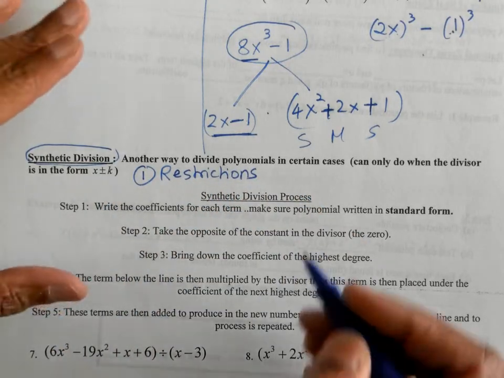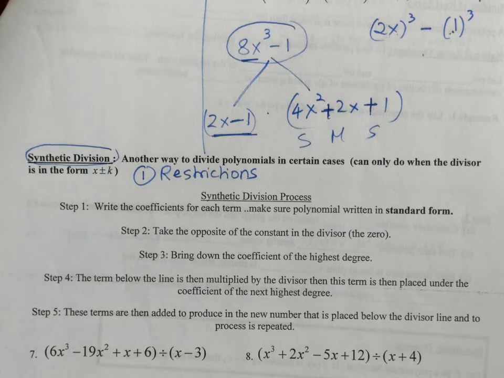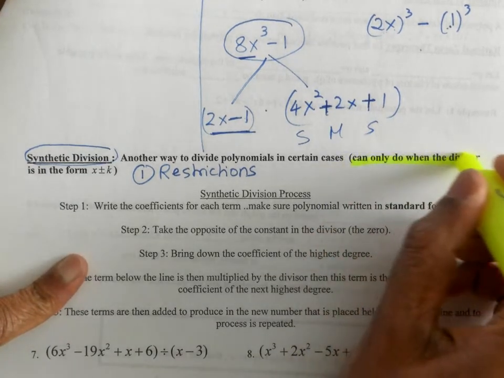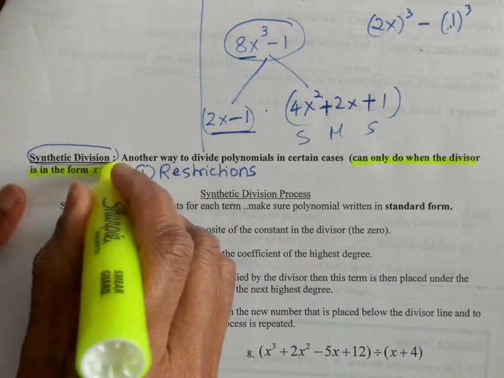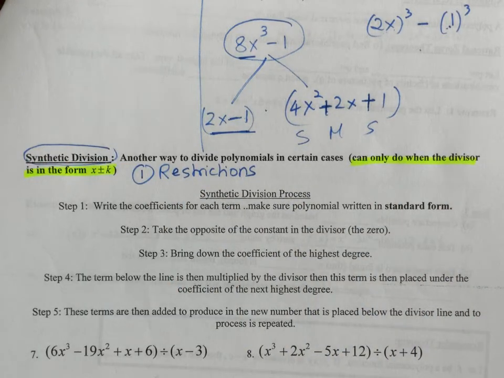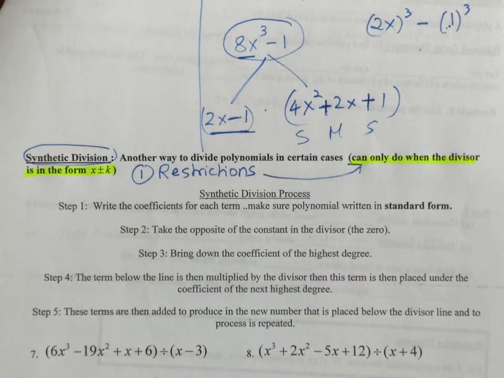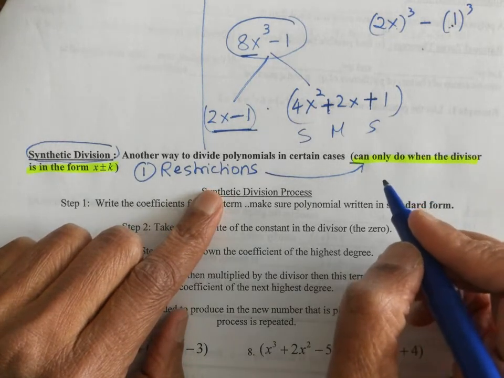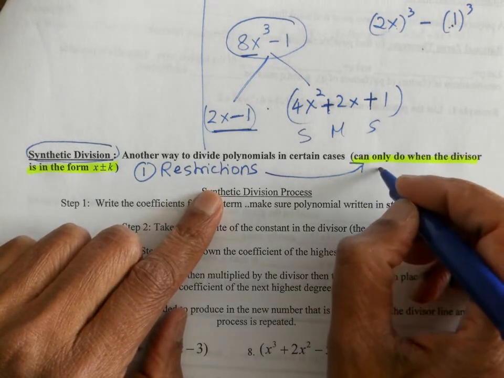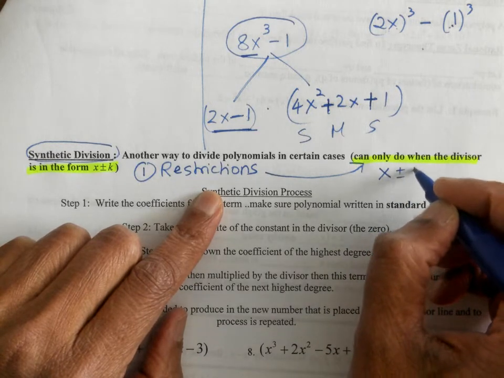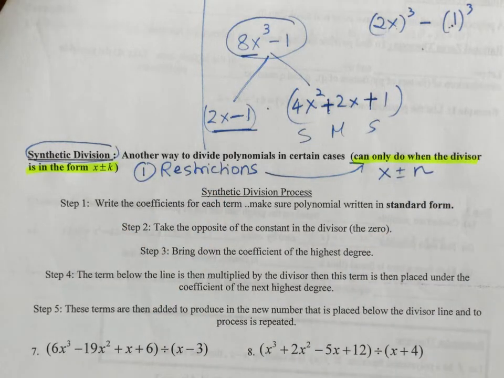What is the restriction? You can do synthetic division only when the divisor, whatever they may call it, is of the form x plus or minus k. What does this mean? This basically means that the number I'm dividing by has to be of the form x plus or minus some number, n or k or whatever you may call it. It has to be of this form.